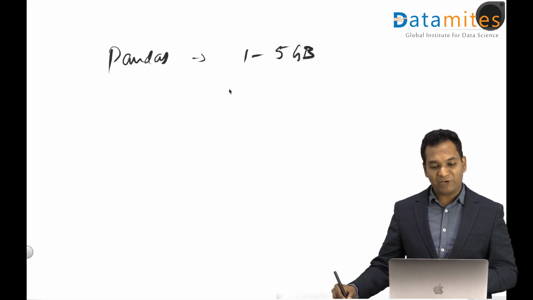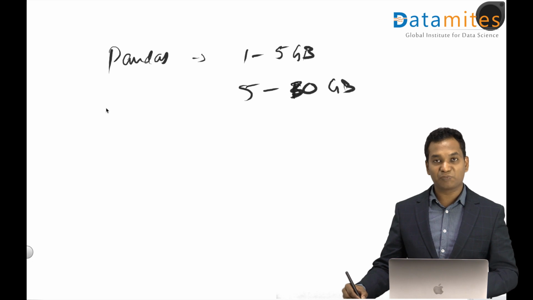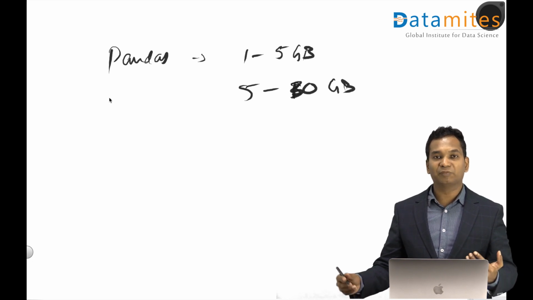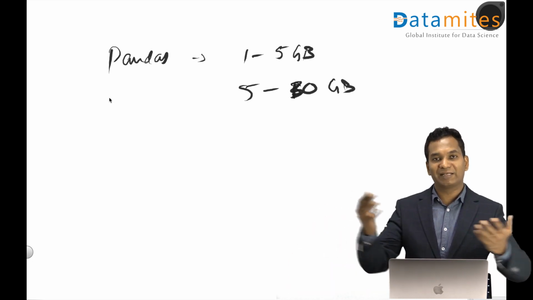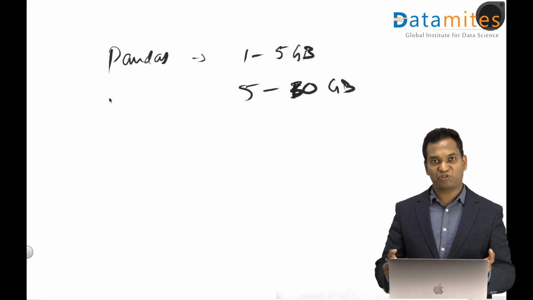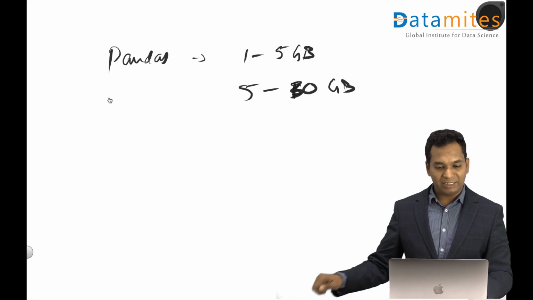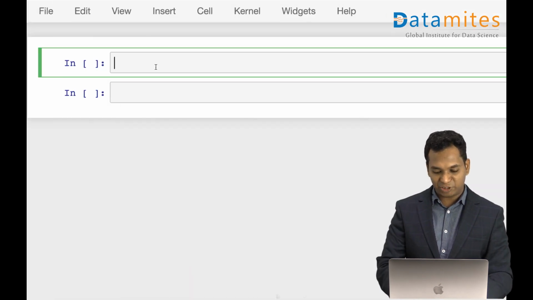If it goes beyond 5 GB, say up to 30 GB or even more, let's say 100 GB, even up to 30 GB we can still use pandas without a problem. Pandas typically loads all of your data set in memory, so if you have limited memory, this becomes a constraint. But we have an option in pandas called chunk size. Let me show you that.